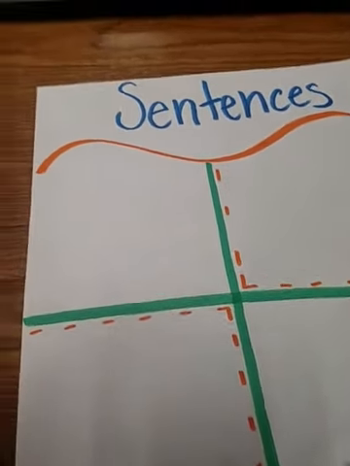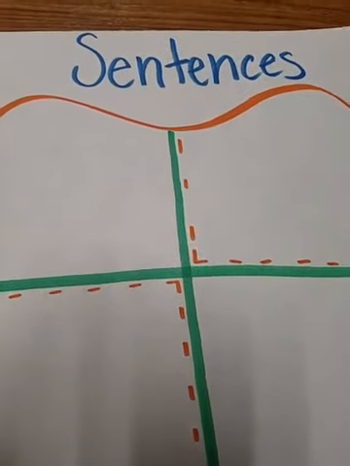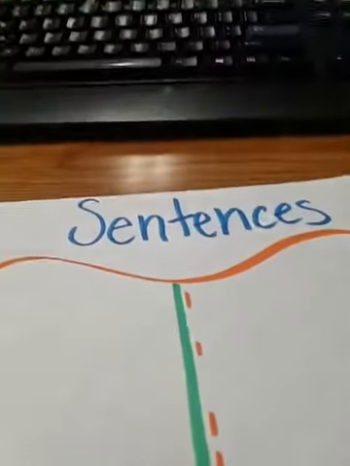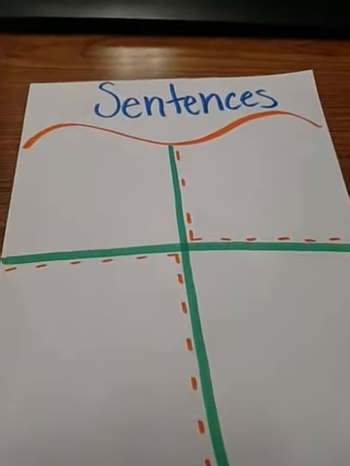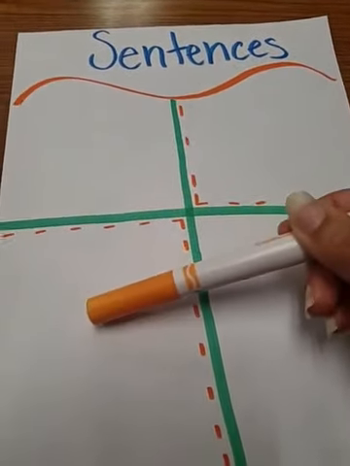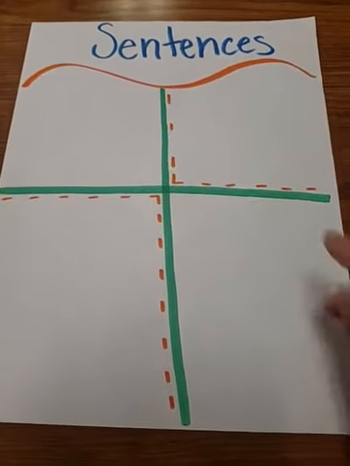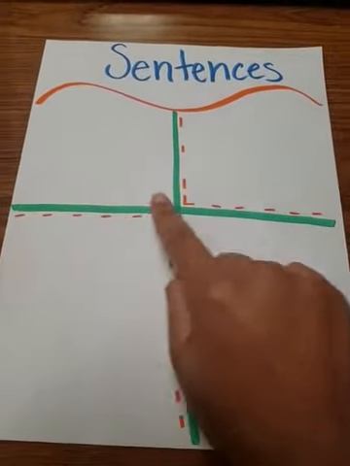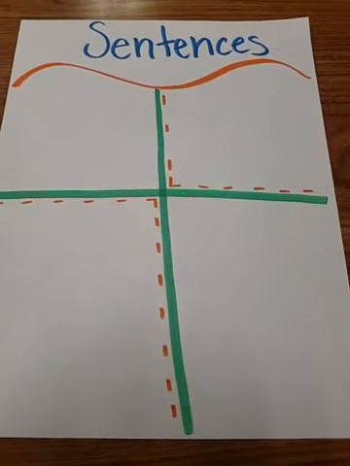All right, students, so today we are going to be taking notes over sentences. So go ahead and write the word sentences at the top of your paper, and then organize your paper into 4 different sections. So section 1, 2, 3, and 4. Okay, so just a line going from top to bottom and then going across.